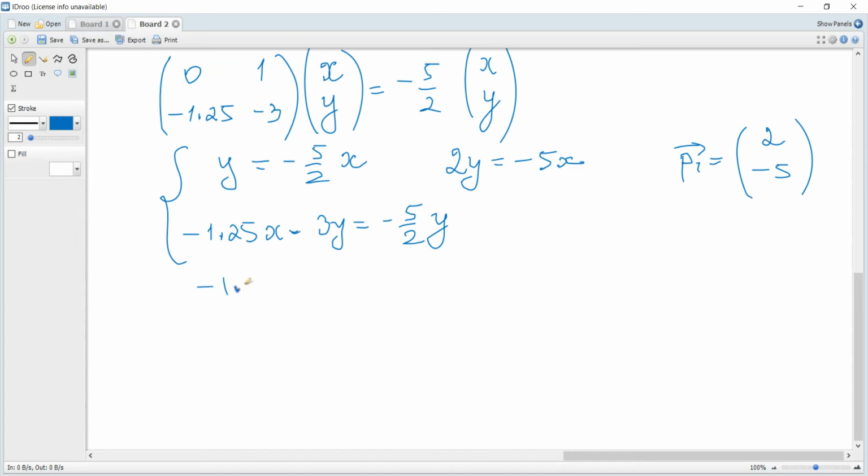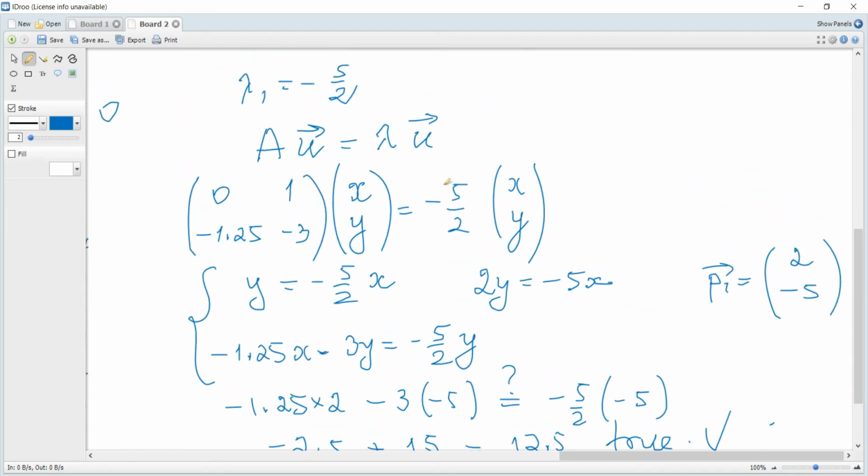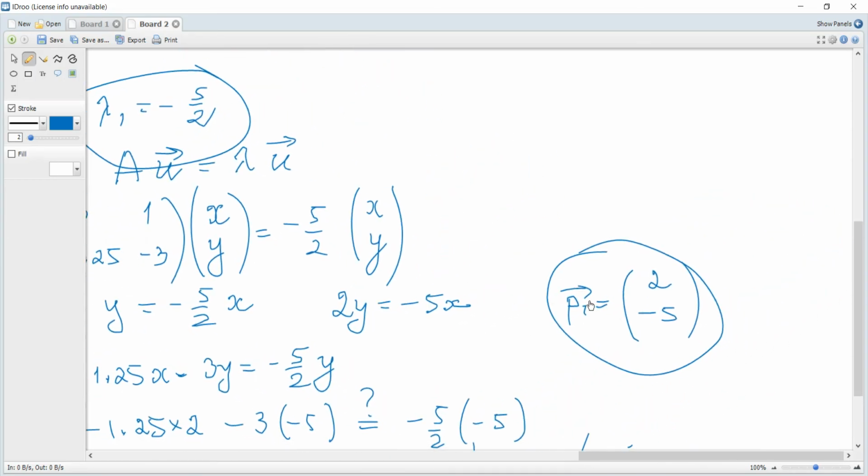Let's check. Negative 1.25 times 2 minus 3 times negative 5 and negative 5 over 2 times negative 5. So it's negative 2.5 plus 15, which is 12.5, and the right side is plus 25 over 2, 12.5. Yes, it's true, so it's correct. And we do the same for the other.